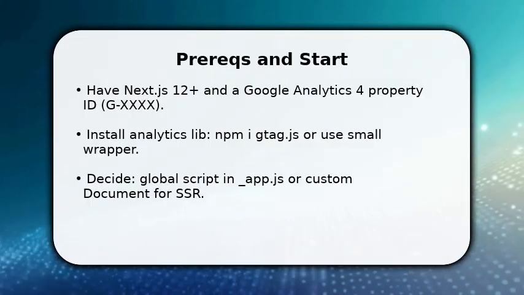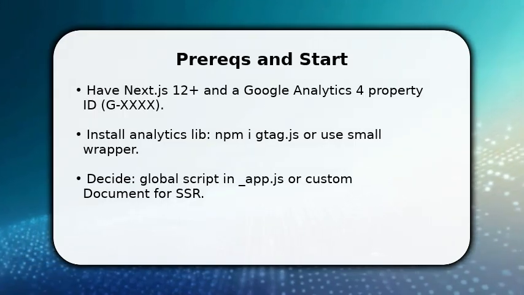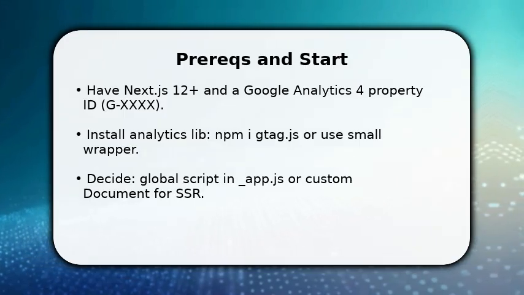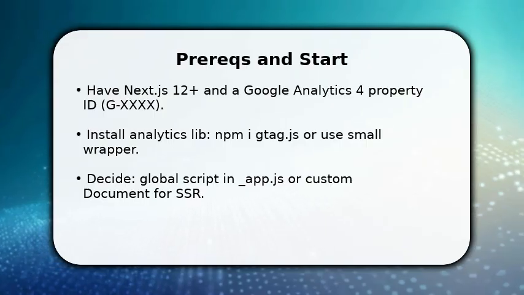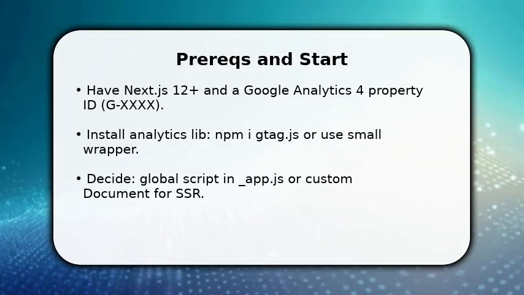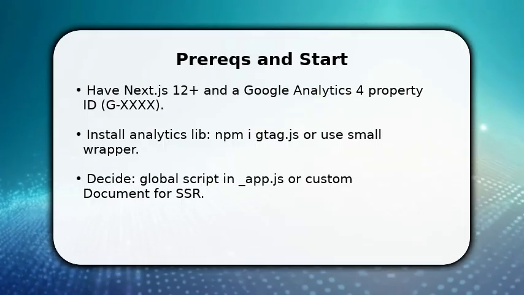You already have Next.js and a GA4 ID, so start by installing a minimal gtag wrapper or keep native gtag. First, add the GA script tag into pages/_document.js, or use next/head in _app.js to inject the measurement ID. This ensures the browser loads analytics before navigation.